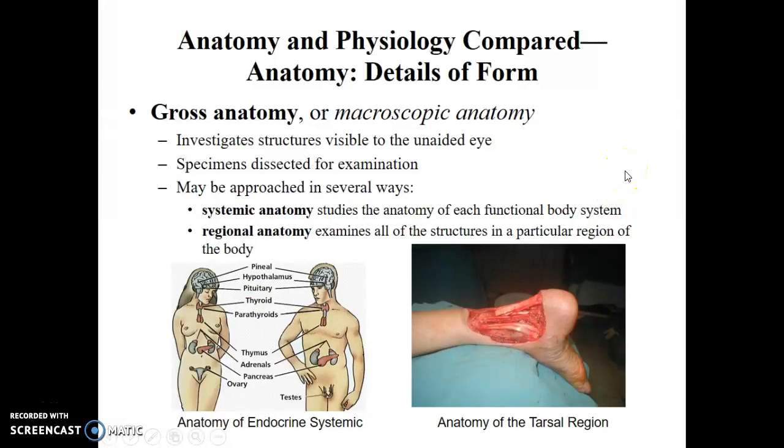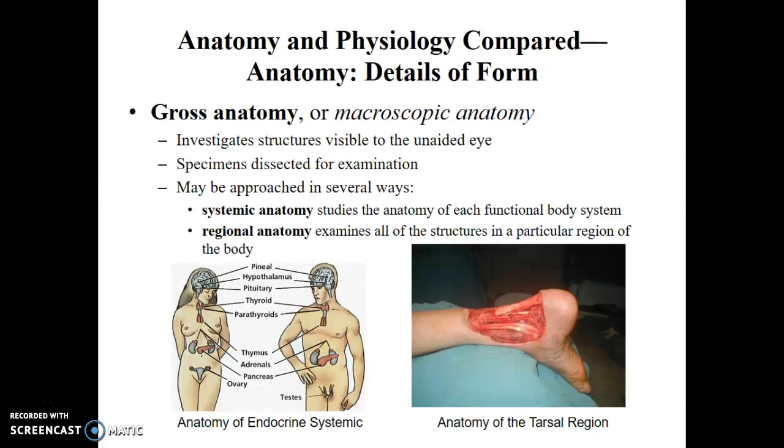We can also study large macroscopic structures. This is termed gross anatomy, and gross anatomy is also divided into different disciplines. So we can look at gross anatomy as either systemic anatomy or as regional anatomy. Systemic anatomy means we're studying the entire system. And this is how, in our class, we study anatomy and physiology. We look at the systemic anatomy and physiology. In upper division anatomy and physiology classes, a lot of times you'll study the regional anatomy and physiology.